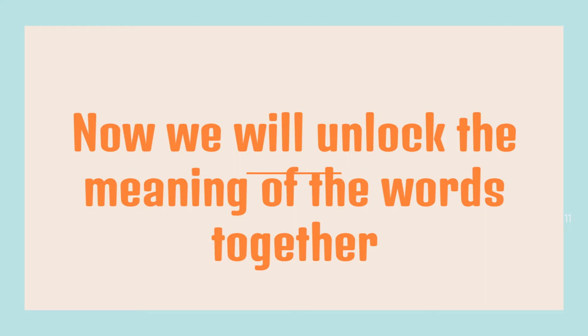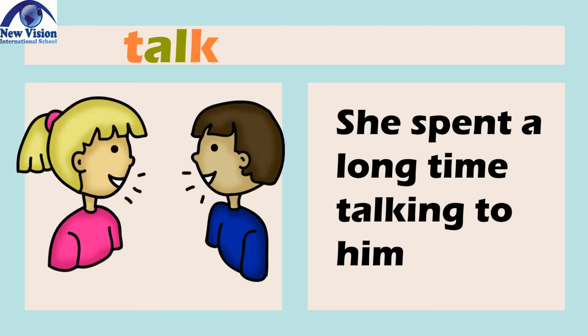After you watch the video, now let's unlock the meaning of the words together. The first word we have is talk. She spent a long time talking to him. The vowel pattern here, which makes the sound O, is the AL, talk.